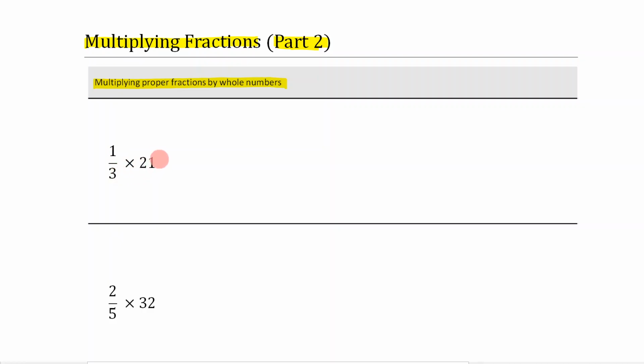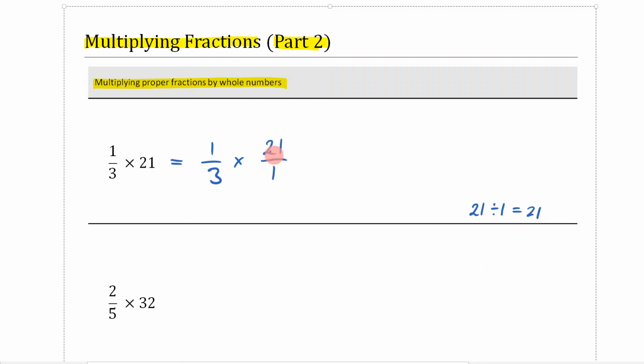Well, what we're going to do is turn this 21 into a fraction. So we're going to rewrite it as 1 on 3, because we've got that there, times, and then instead of 21, we're going to write that as 21 over 1. Now, the reason why we can do that is because we know that 21 divided by 1 is just 21. So we haven't changed the value in any sense. We're just writing it as a fraction. And now that we've done that, we can use our bow tie method to simplify this.